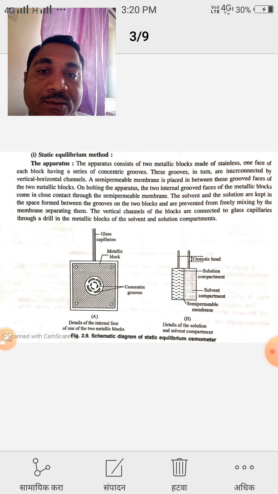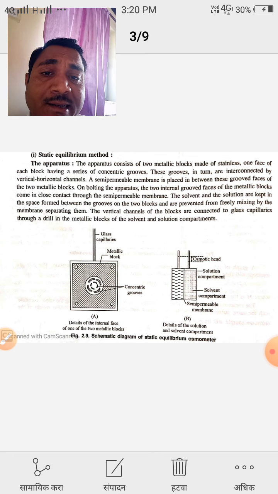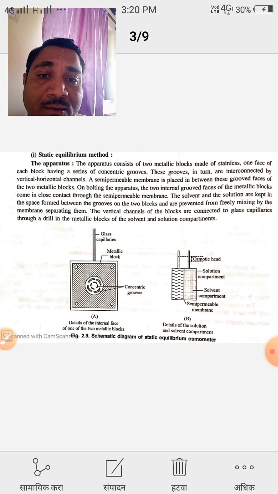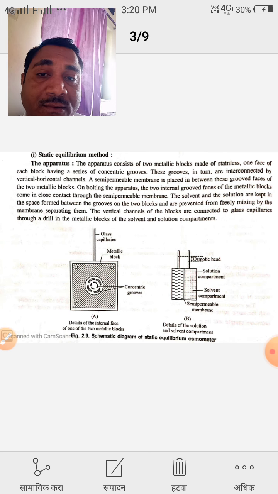In membrane osmometry we saw how to measure the osmotic pressure. There are two methods which are used in membrane osmometry. The first method is the static equilibrium method and the second method is the dynamic equilibrium method. In the static equilibrium method, the apparatus which is used, as well as the instrumentation technique and the equation for calculation of osmotic pressure, are explained here. So let us start. The apparatus used in a static equilibrium method.